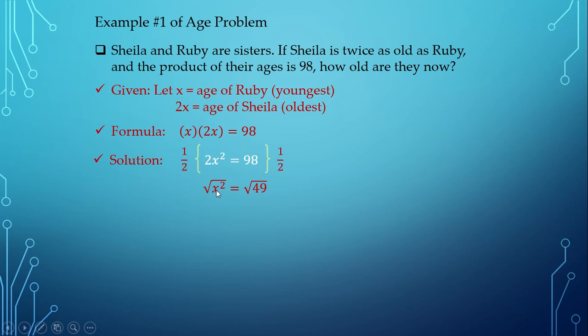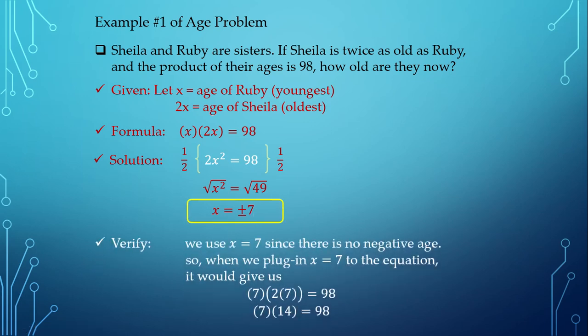So x squared equal 49. So to solve for the value of x, we use the square root property. So square root both sides. Put square root on the left side and square root on the right side. So therefore the value of x is positive negative 7, since 49 is a perfect square. Next, lastly, we need to verify if our answers will justify our question here. How old are they now?